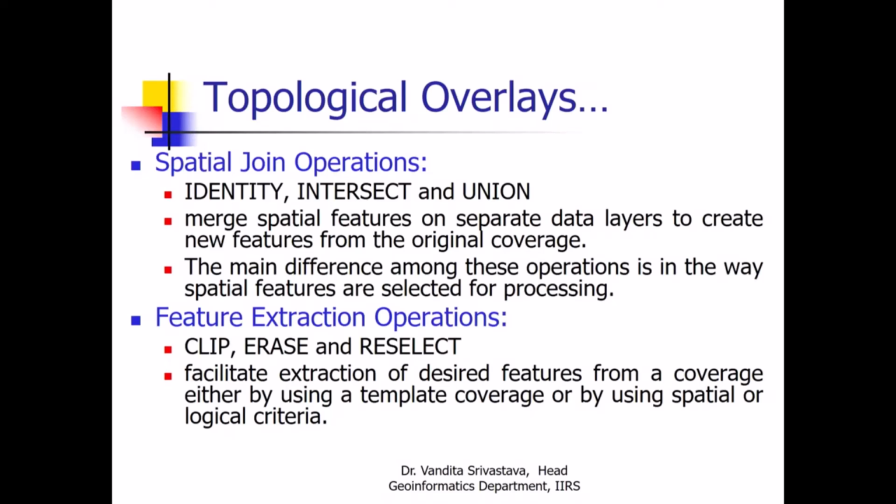Your input primary layer boundary will be preserved. All the features inside the primary layer will be preserved, but the identity of the ward will be assigned to each road in your primary layer. So for assigning the identity of another attribute, another layer, we use the identity operation.